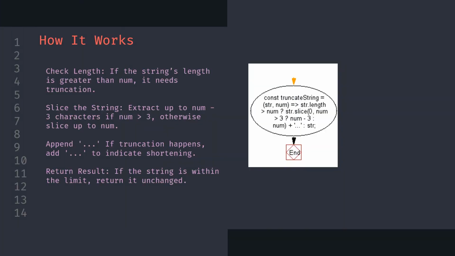We start by checking if the string's length exceeds num. If it does, we slice it and append the ellipsis. If not, we return it as is.